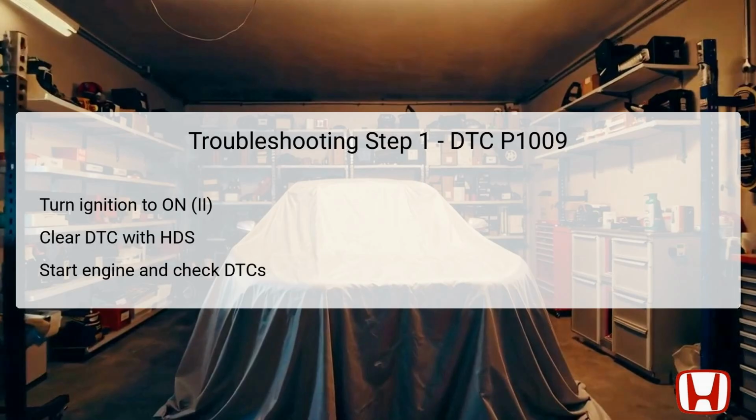After clearing the DTCs, start the engine and monitor the HDS display for any pending or confirmed DTCs that may reappear. If DTC P1009 is still indicated, this confirms that the problem persists, leading you to proceed to the next troubleshooting step. If the code does not reappear, it may suggest an intermittent fault, and further observation of the vehicle's performance is advisable.